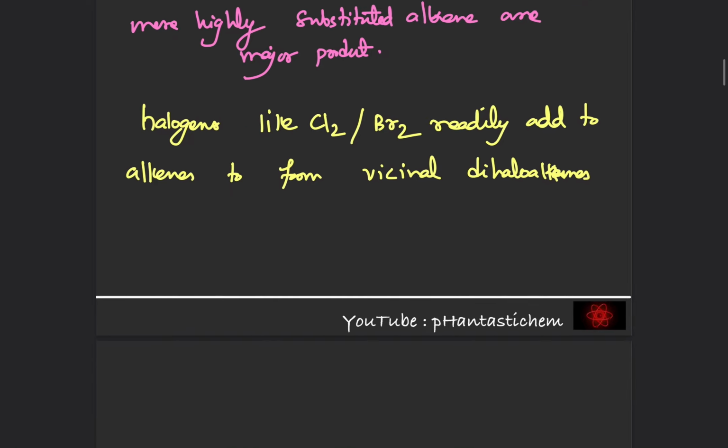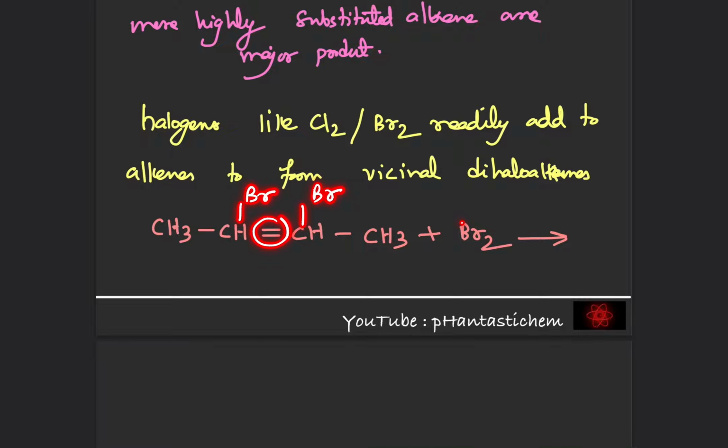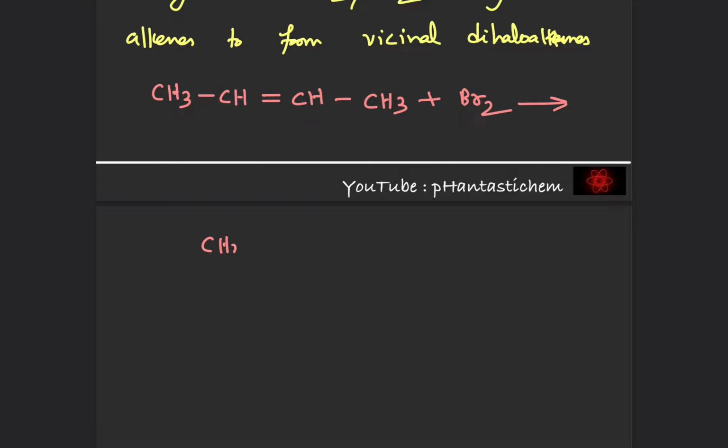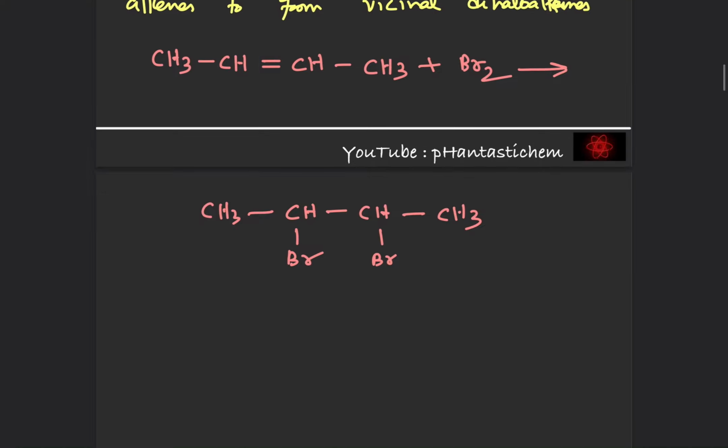Okay, that is, with respect to reaction, I can write A, which is CH3 CH double bond CH CH3 plus Br2. So one Br gets attached here, the other Br gets attached here, and the double bond is converted to a single bond. So therefore, I will get CH3 CHBr CHBr CH3. Okay, so this is our B.